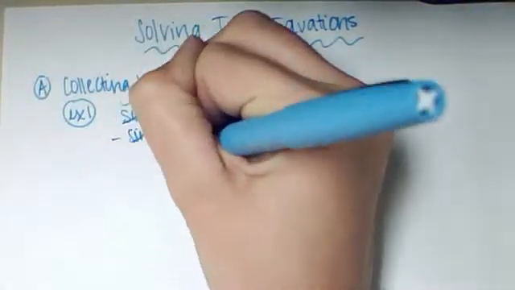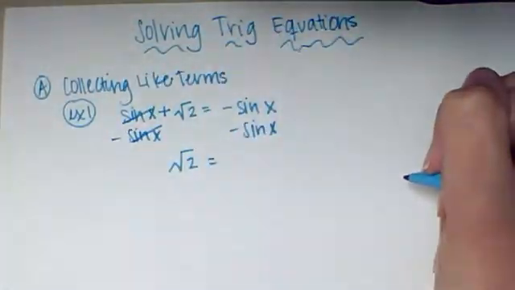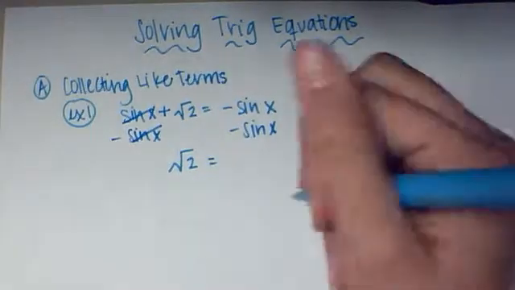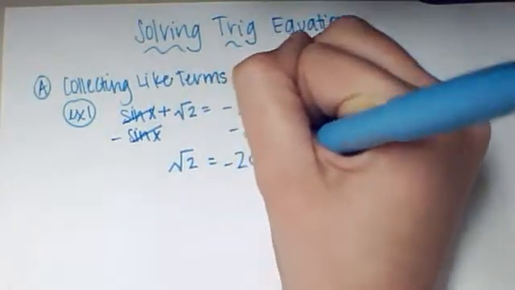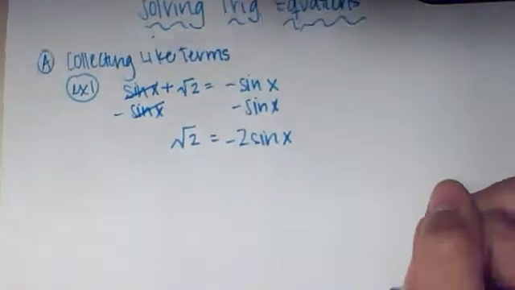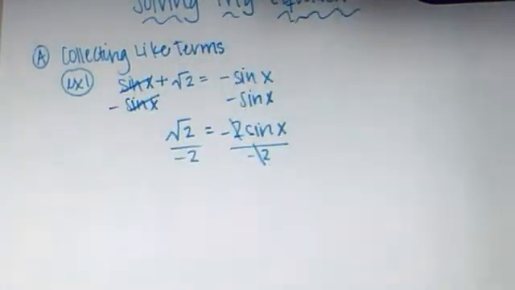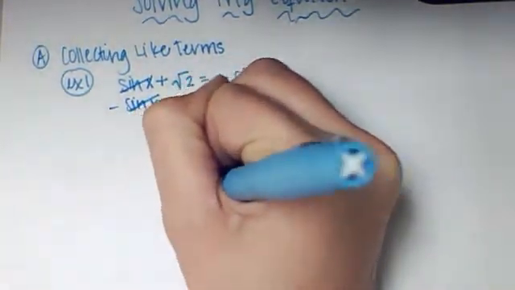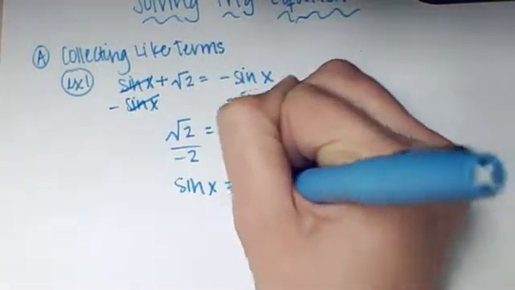so that this will cancel. On this side, I have the square root of 2. On the other side, I have negative sine x plus negative sine x, which is negative 2 sine of x. And then to get sine by itself, I'm going to divide both sides by negative 2. Those will cancel, and my sine of x equals negative root 2 over 2.